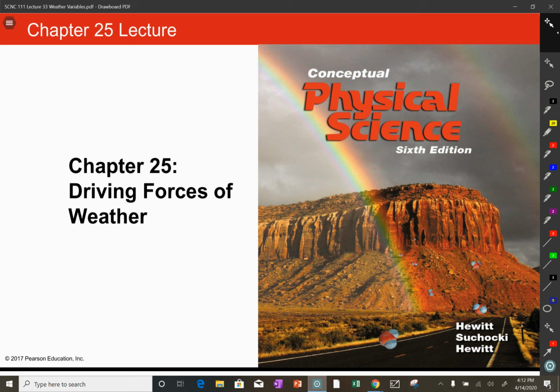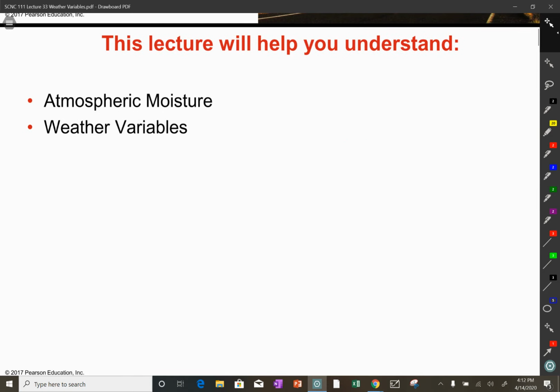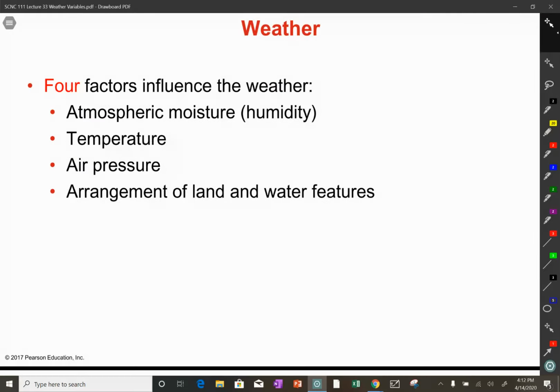Welcome back. We're going to start today talking about weather. So, we're going to talk about the variables that we use in weather for the most part in this lecture. Now, there are four factors that influence our weather.